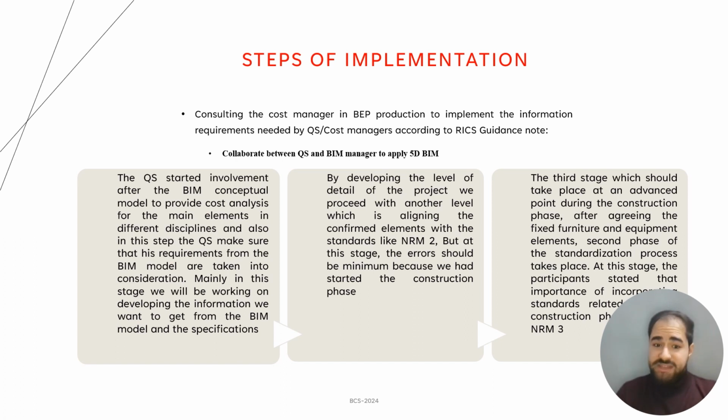In this stage, the errors should be minimum, because we have started the construction phase, if we are working in the 100% or the issue for construction. The last stage is the third stage, which should take place at an advanced point during the construction phase, after agreeing the fixed furniture and equipment. In another point, we can say that it is level of detail 500.